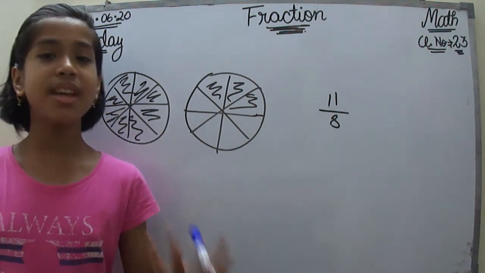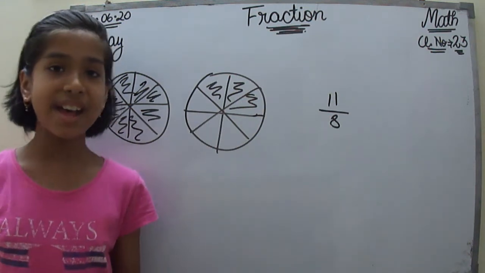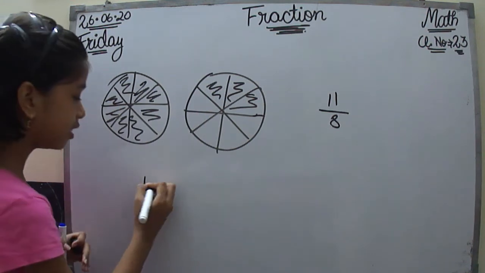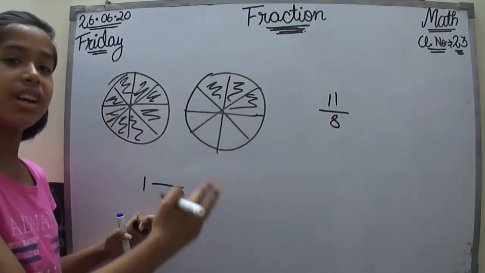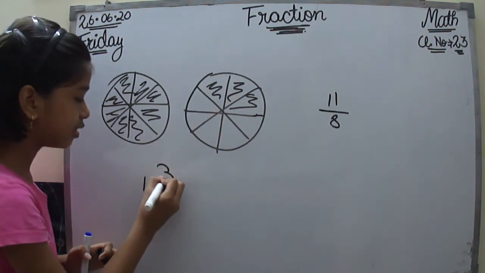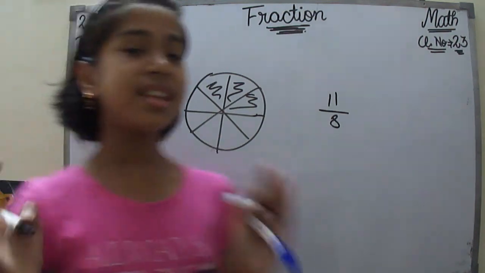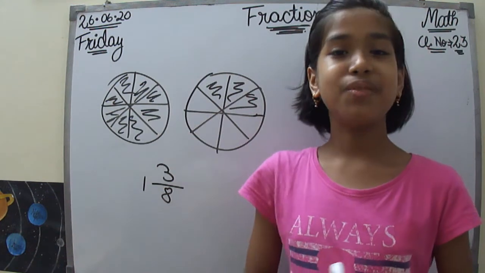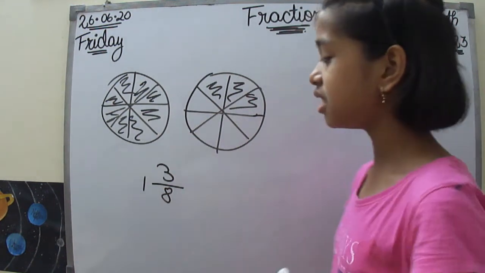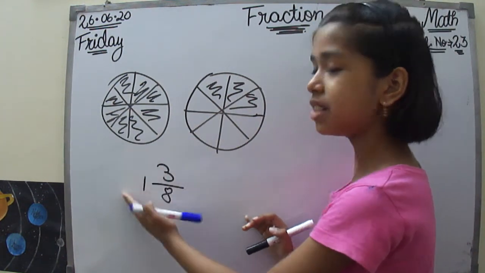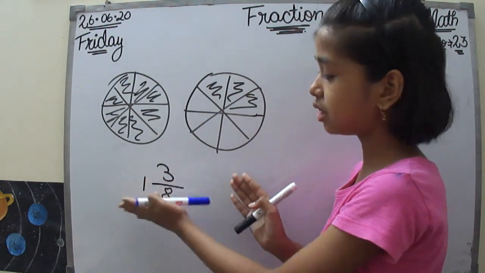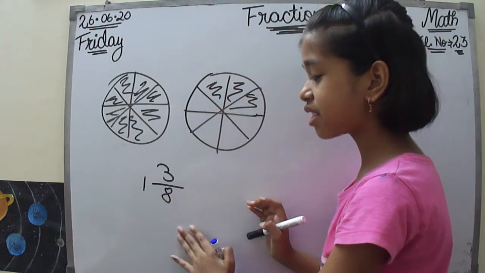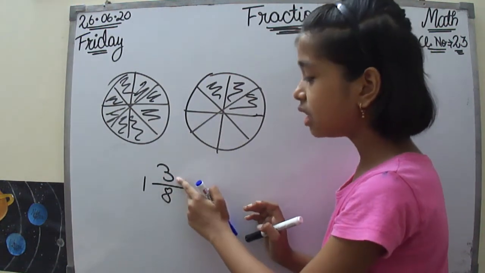More simply, you can write it as this whole, that is 1. And then what is the fraction here? 3 upon 8. So you can write it something like this. It is very interesting. As you can see, this is one whole. This number is a whole number, so it represents one whole pizza, and this is the fractional part which represents 3 upon 8.